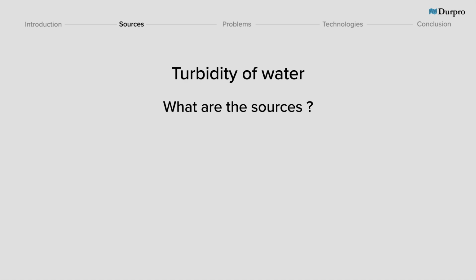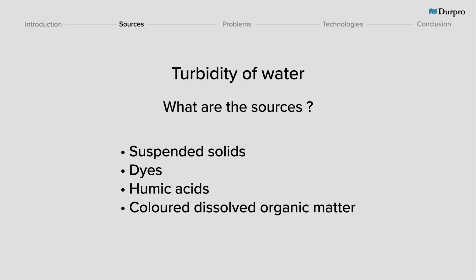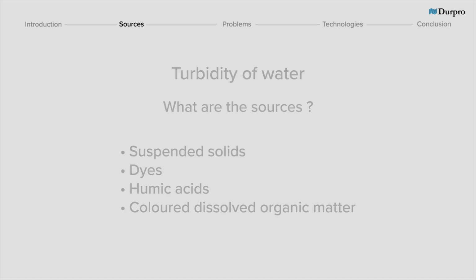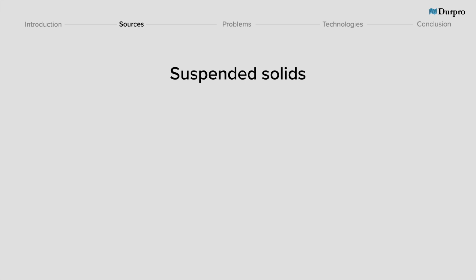What are the sources of turbidity? There are 4 main sources of contamination that can promote turbidity in water. They are suspended matter, dyes, humic acids, and colored dissolved organic matter. Suspended solids. As mentioned above, turbidity is, in part, caused by suspended solids in a water sample. For this reason, it is important to define suspended solids more precisely.